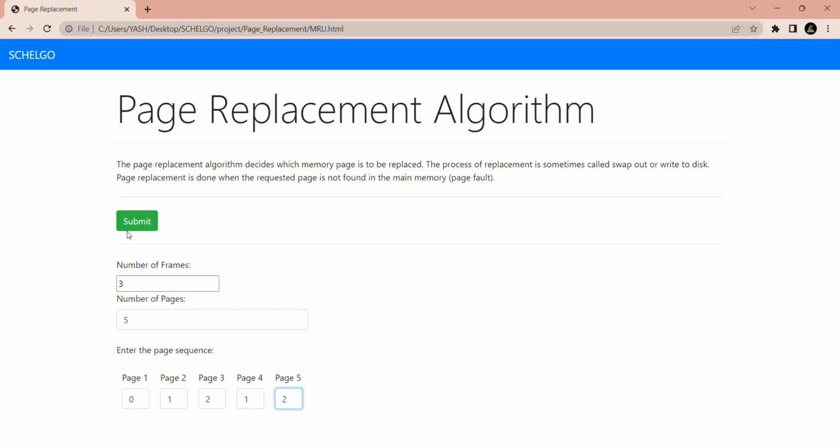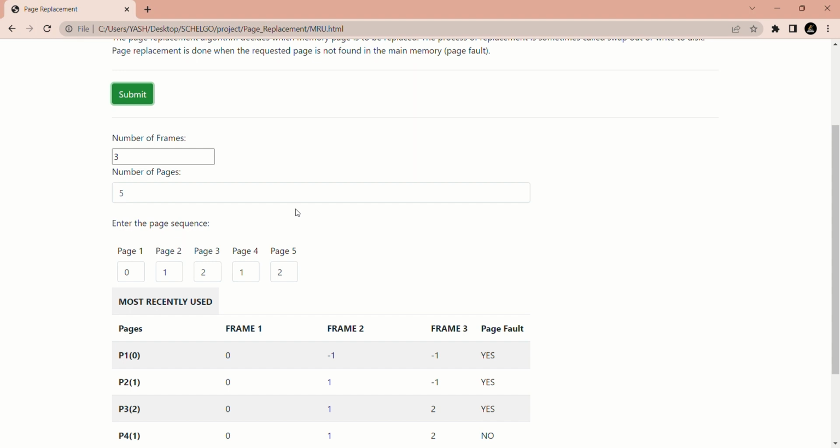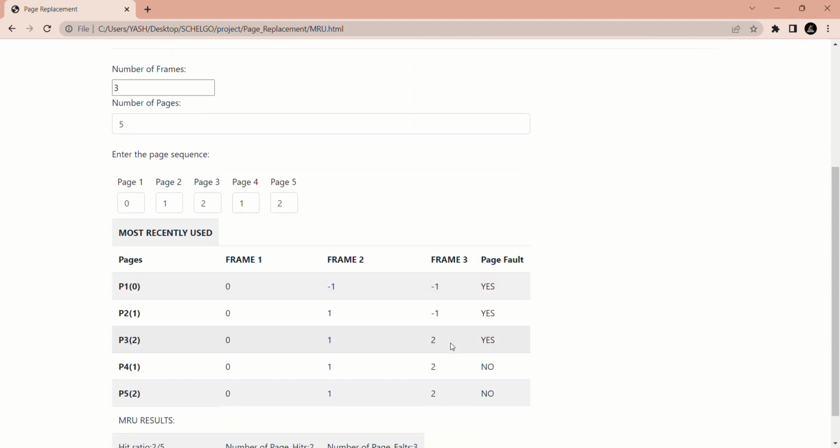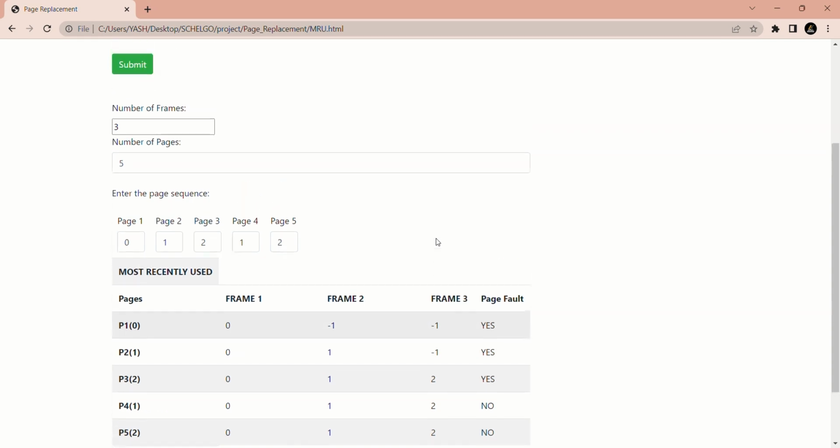Now if we submit this, as we have taken 3 frames, for the first 3 there will be no pages in memory, so it will get a page fault, meaning there will be no hit. For the fourth, as 1 is already there, it will give a page hit, and for the fifth, 2 is also already there, so it will also give a hit. The total number of hits will be 2, and the number of page faults will be 3, so the hit ratio will be 2 by 5. Thank you.